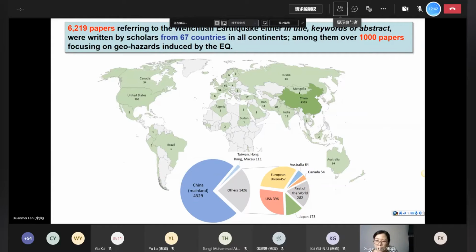This is some literature statistics we did in 2018 at the 10th year's anniversary of the Wenchuan earthquake. So as you can see, there were more than 6,000 papers published on the Wenchuan earthquake, and about 1,000 papers are directly on the geological hazards induced by the earthquake.